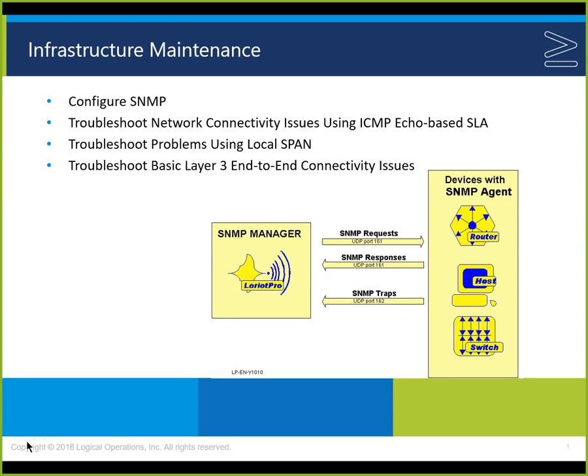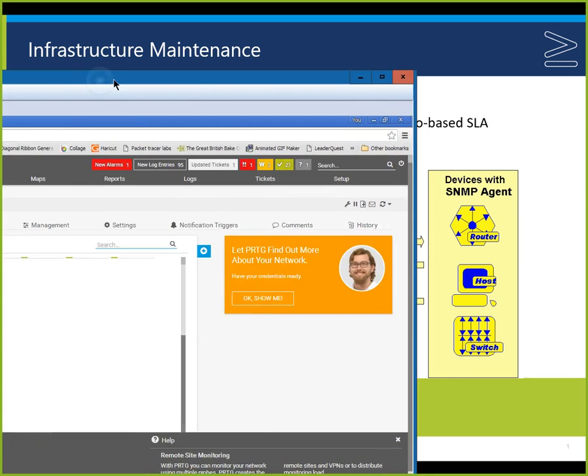Troubleshoot problems using local SPAN. SPAN is switch port analyzer, sometimes called port mirroring, where we watch one port on another, because if you remember from a switch, a port only sees the traffic to it and the broadcast traffic once the MAC address is in the MAC address table. And then troubleshoot basic layer 3 end-to-end connectivity issues. But we looked at this, I think, a little bit the other night.